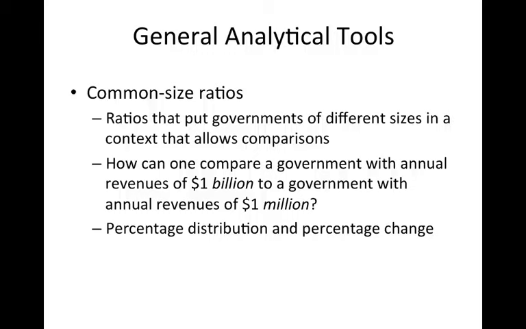And if the large government's revenue goes up by $1 million, that's a drop in the bucket, but that's a doubling of the revenue of the smaller government. So you need to create these common size ratios in order to be able to compare governments of such disparate size.